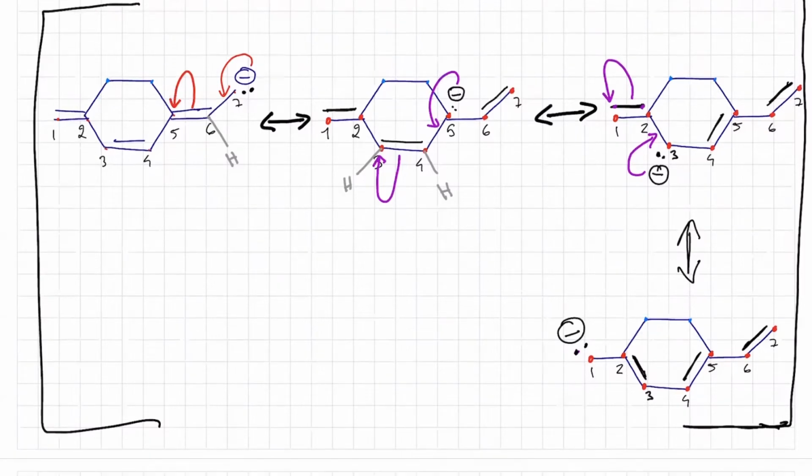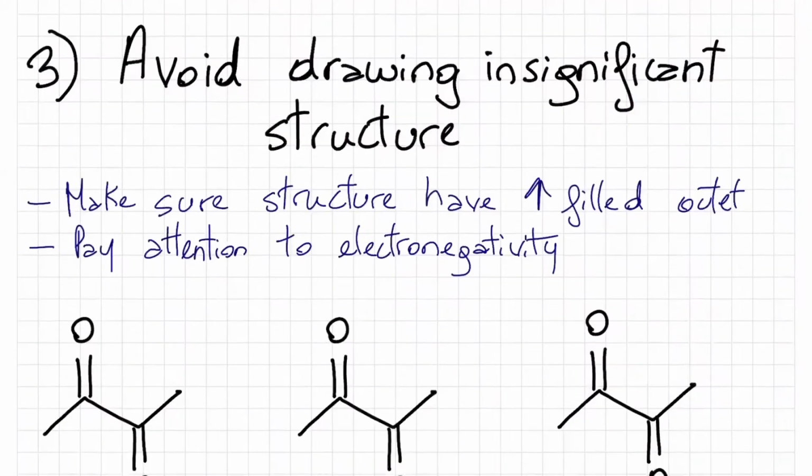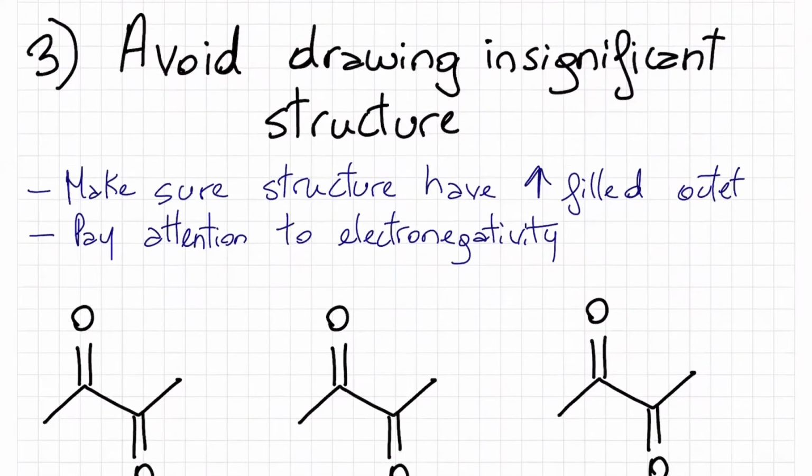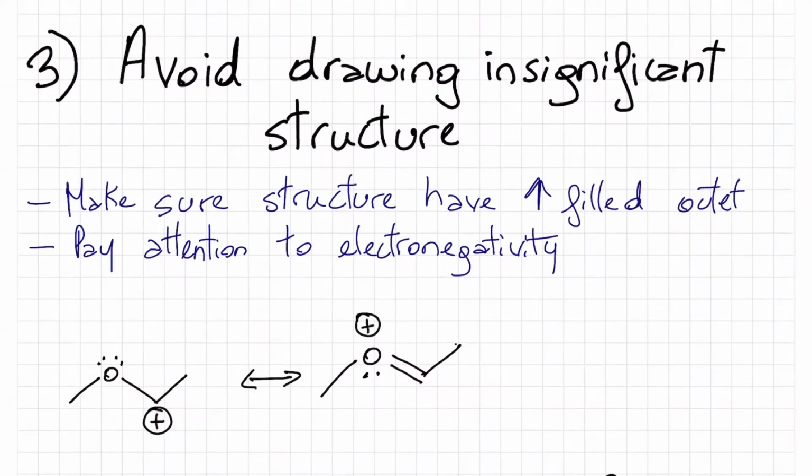Okay, now on to the third rule. The third rule, guys, is about avoiding drawing insignificant structures. I don't want you to stress too much about that; I'm just going to mention it briefly. The only thing the books and your professor want you to pay attention to is that sometimes one resonance structure will be more significant than another.